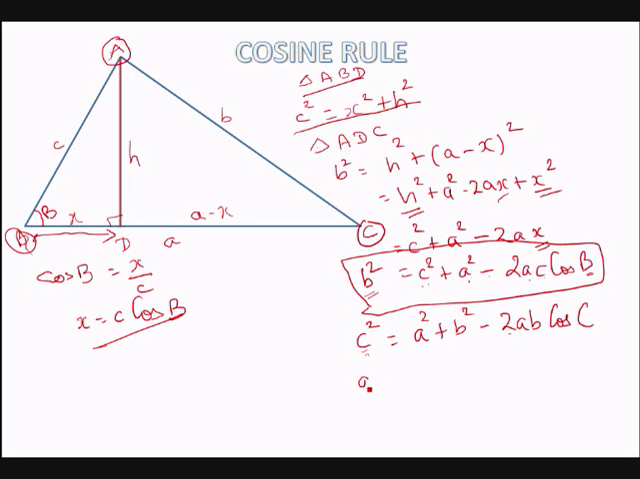So if I start with a square, then my formula will be b square plus c square, that is, the sides other than a are b and c, therefore b square plus c square minus 2 times b times c, the same sides we have taken here, and cos of the angle opposite to the side a, therefore this is cos A. Therefore these are the three cosine rules. Using this cosine rule, we can find the angles of the triangle.